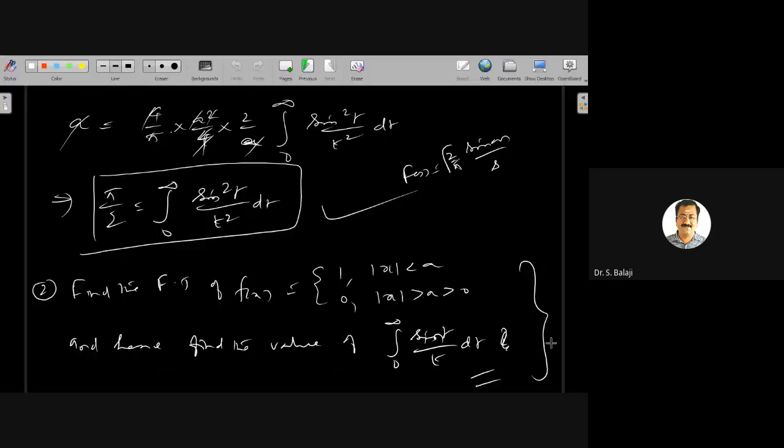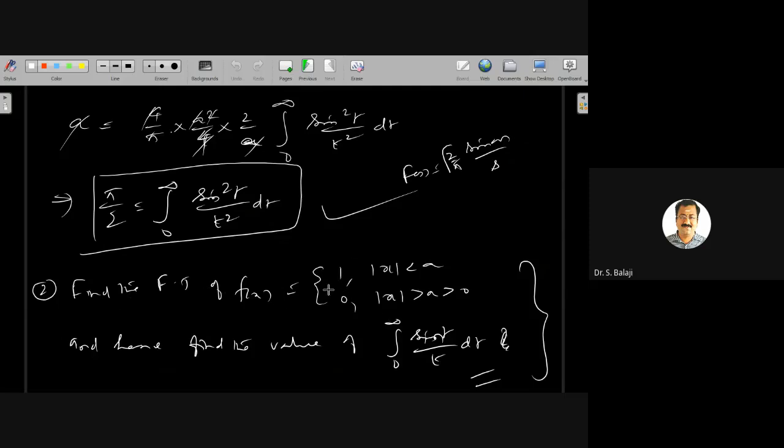Now, in the same manner, all of you try this problem here. Find the Fourier transform of f of x. The same type of problem, the same type of procedure. Just use the definition of Fourier transform. Very simple problem: f of x equal to 1 for mod x less than a and 0 for mod x greater than a, where a is greater than 0. Same definition. This is a constant function only. 1 is a constant which you take outside here.